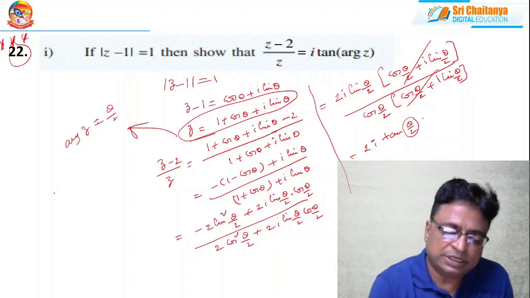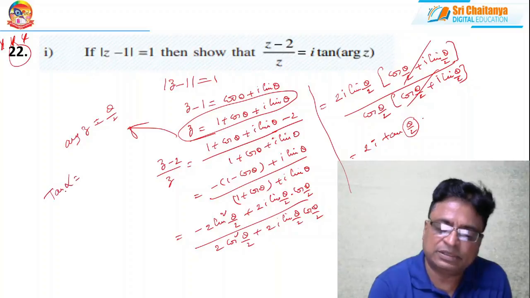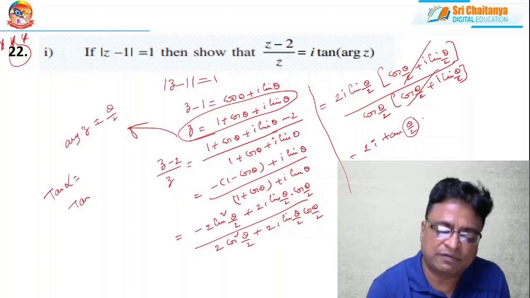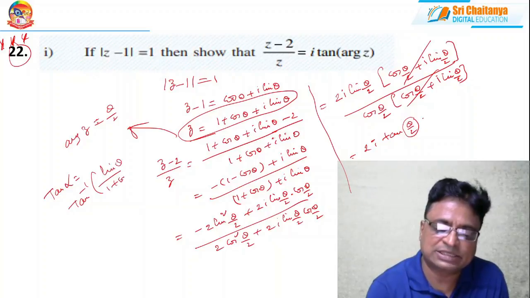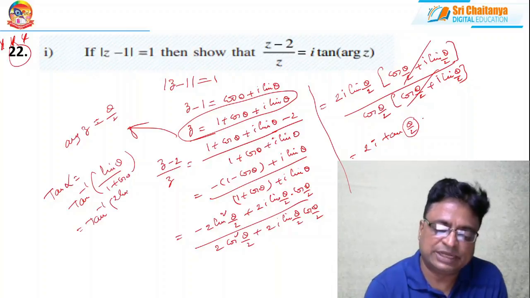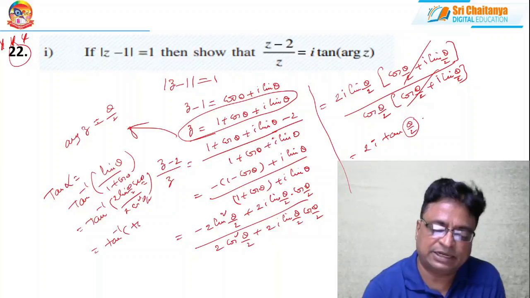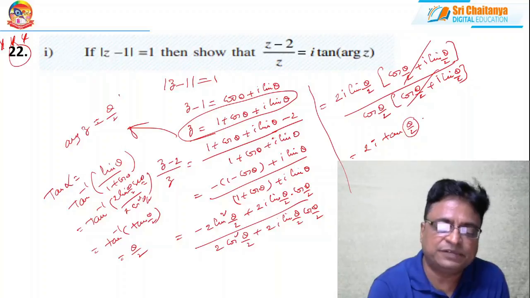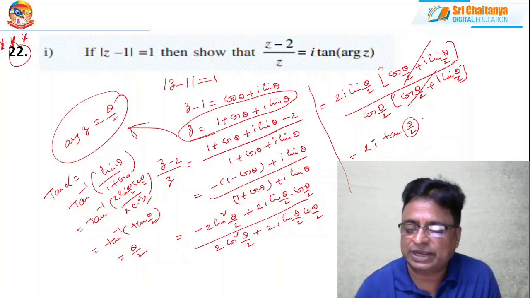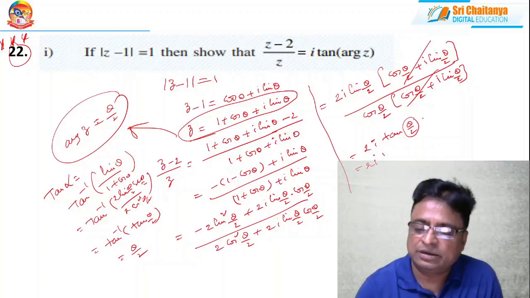How come? Let the argument be alpha. Tan alpha is equal to sin theta by 1 plus cos theta, that is tan inverse of 2 sin theta by 2 cos theta by 2 by 2 cos square theta by 2, that is tan inverse of tan theta by 2. So this is equal to theta by 2. So argument of z is what? Theta by 2 only. So I can write this as 2y = tan of argument z. This is the beauty in the question.